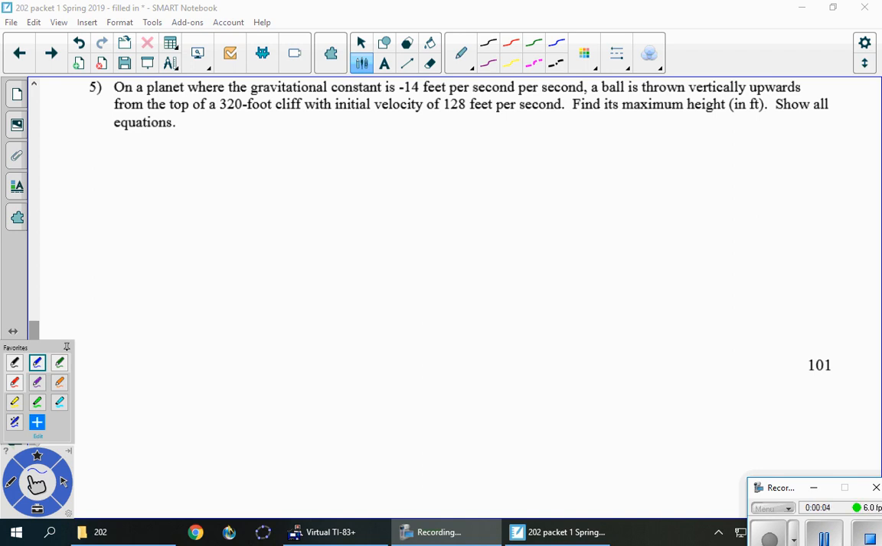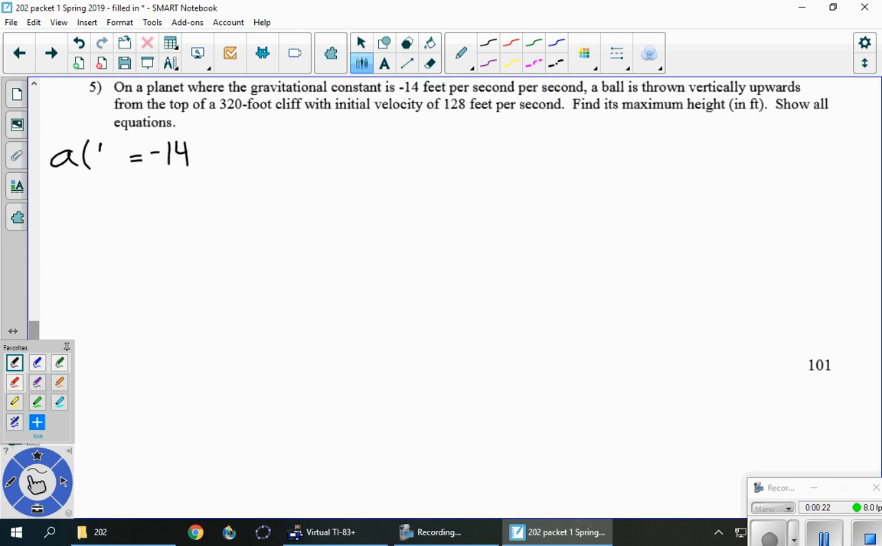On a planet where the gravitational constant is negative 14 feet per second, a ball is thrown vertically upwards from the top of a 320-foot cliff with initial velocity of 128 feet per second. Find its maximum height in feet. Show all equations. So we'll begin with the fact that the acceleration is constant, negative 14.